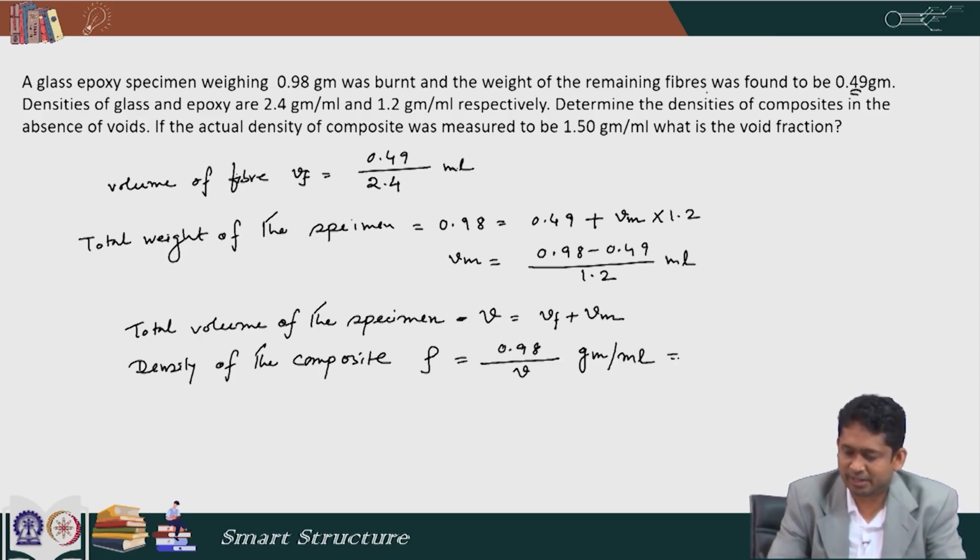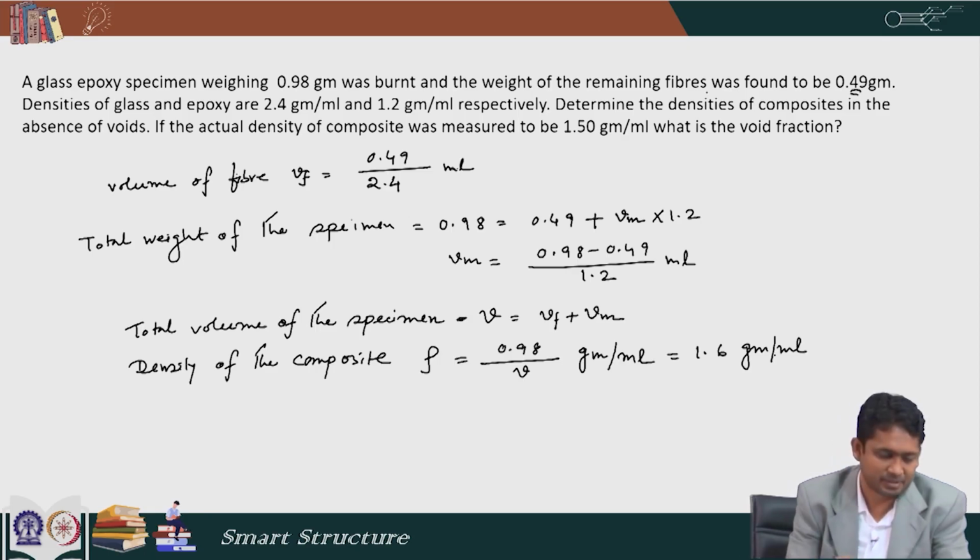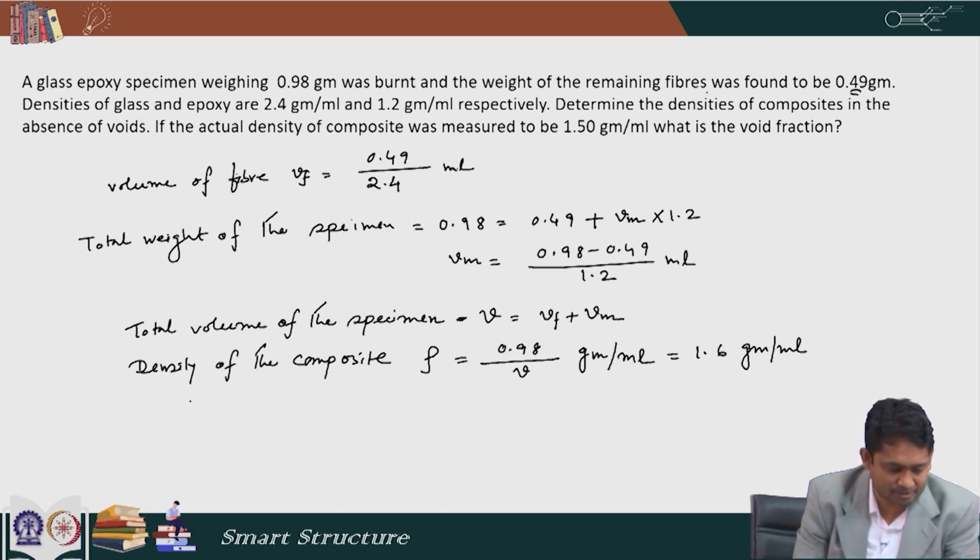So, from there we can find out the final density of the composite, and here this comes to be 1.6 gram per milliliter. Now, the question is, our theoretically obtained density is a little higher than what is experimentally obtained, and the reason behind this difference is the presence of voids.